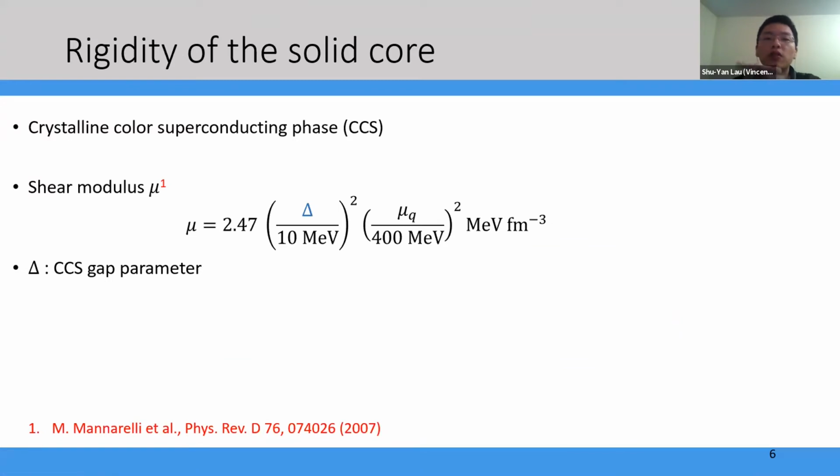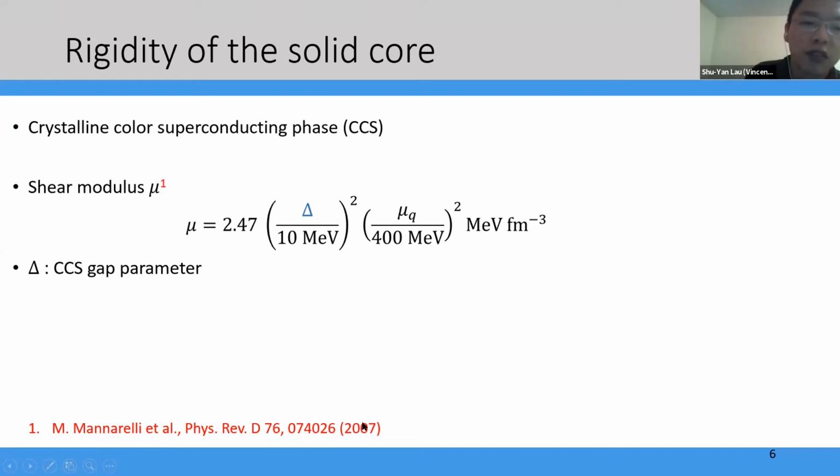So the last piece of our background model is the rigidity of the core. And for that, we'll need the relation between the shear modulus and the other thermodynamic parameters. And here we adapt the model from Radii et al.